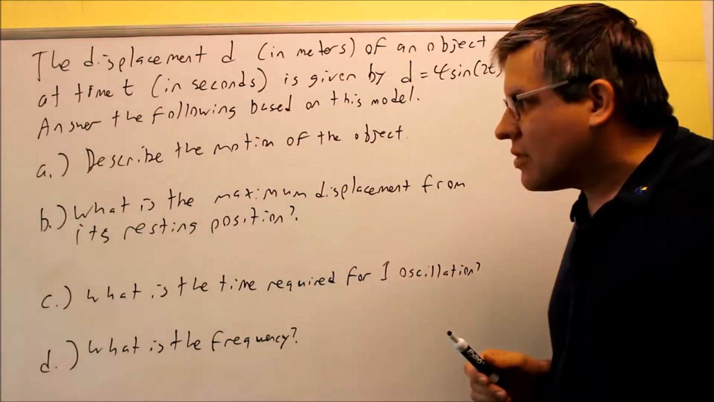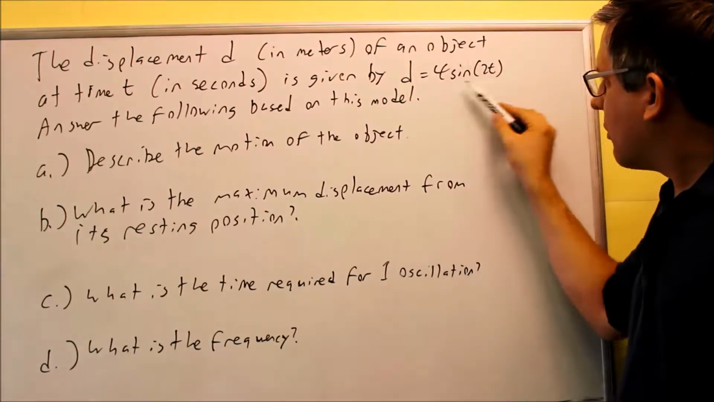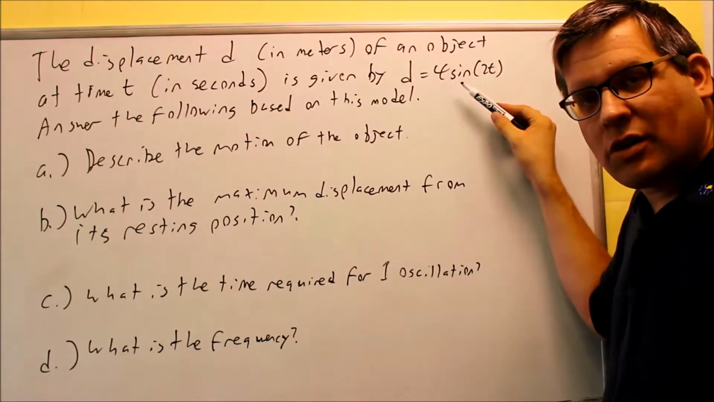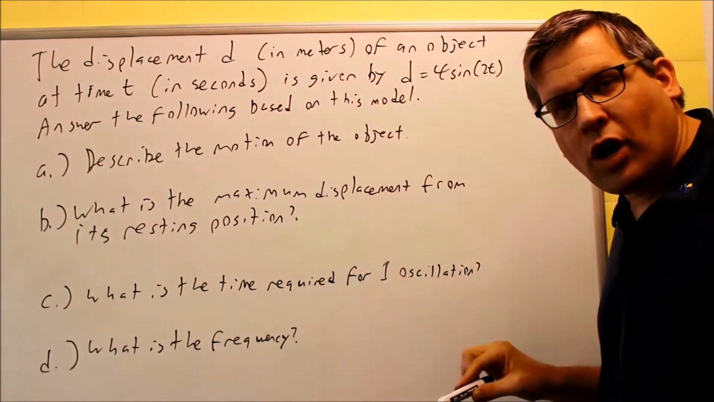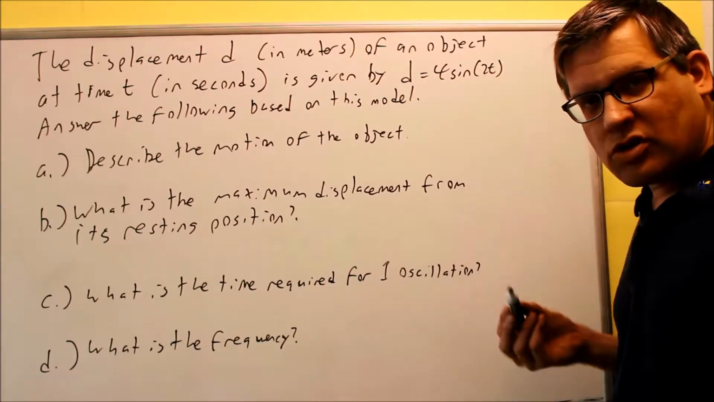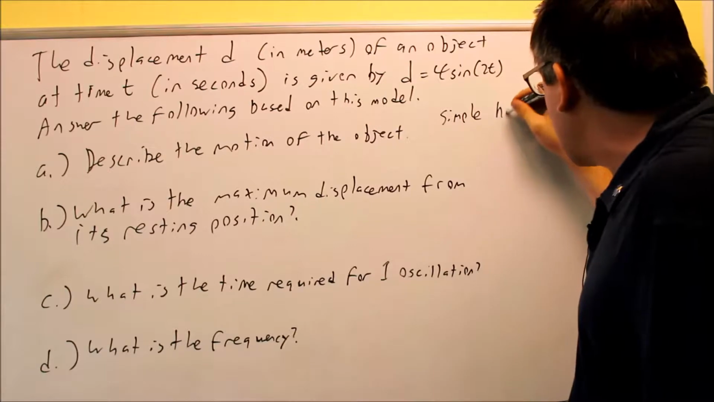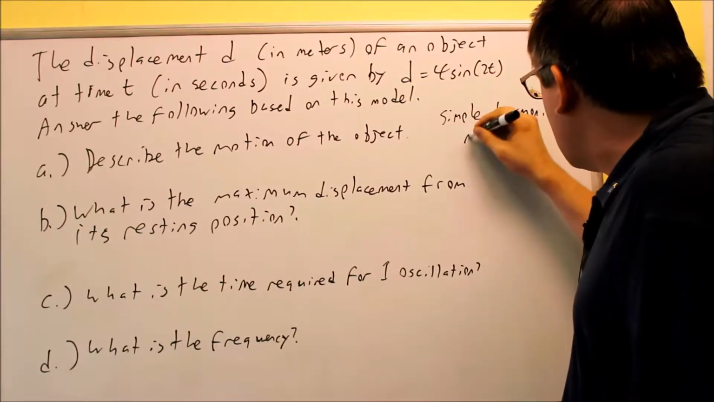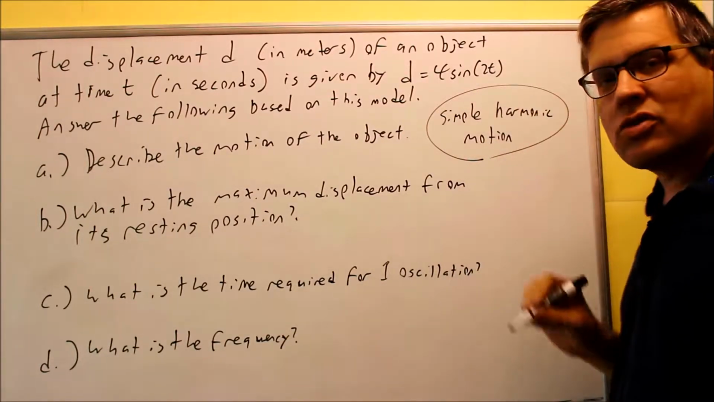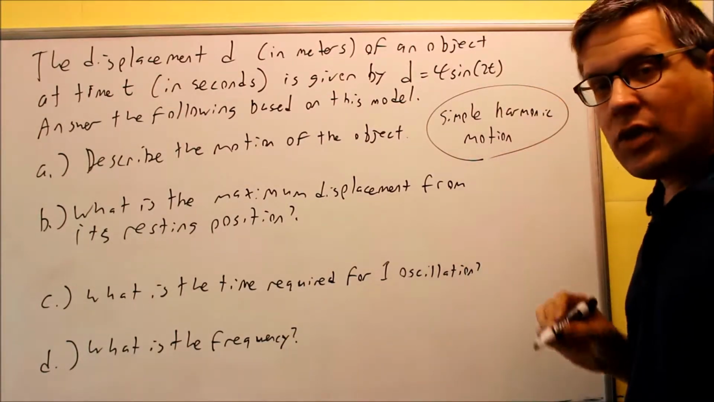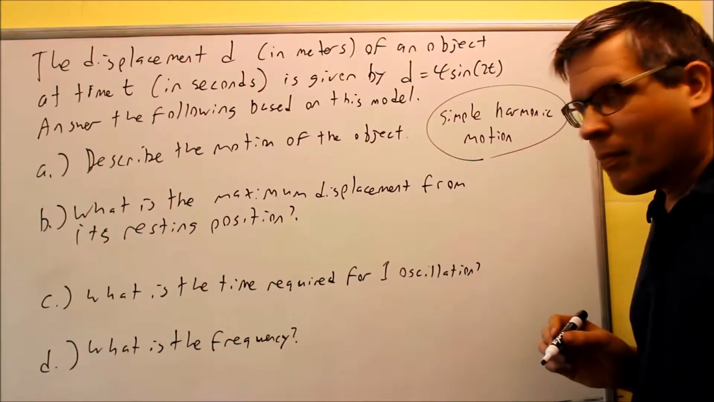Now the first one, part A, says, describe the motion of the object. Well, whenever you have something like this where you have a sine or a cosine in there, that's something where the graph goes up and down and oscillates back and forth forever. So if you see a sine or a cosine in there, all that means is that they want you to realize that this is going to be simple harmonic motion. That's what this whole section is about anyway, is simple harmonic motion. That is the motion that describes that. Again, you'll have that whenever you have a sine or cosine as part of your formula. That's considered simple harmonic motion.